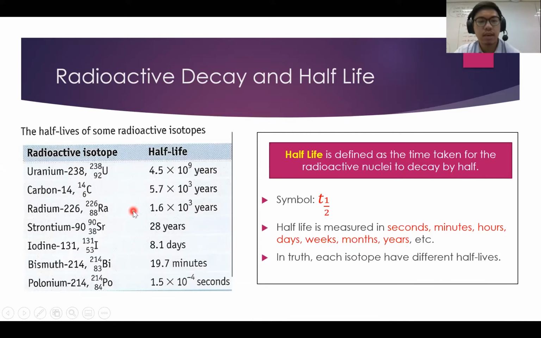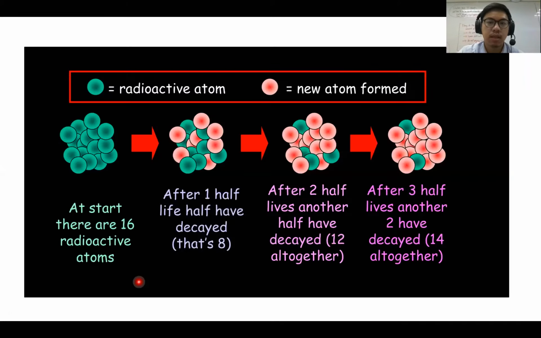Radium is 1.6 times 10 to the power of 3, so that's 1,600 years for it to decay, and to decay by half, not decay completely. Strontium, 28 years. Iodine, 8.1 days. Bismuth, 19.7 minutes. Polonium is quite quick. It is actually 1.5 times 10 to the power minus 4 seconds, so that is probably 15 milliseconds. So that's very quick. As you can see, different radioactive isotopes have different half-lives.